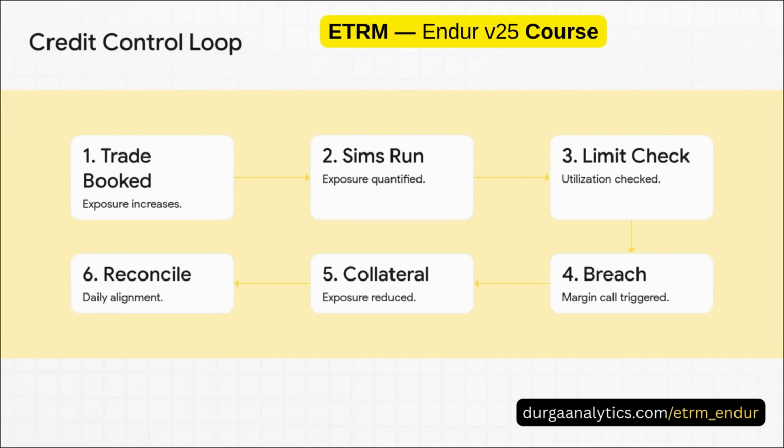A trade gets booked and your exposure goes up. The system runs simulations to calculate the new mark-to-market exposure. Then the credit manager checks that against the limit. If a threshold is breached, boom, a margin call is triggered. Collateral gets posted, the exposure drops back down, and the whole cycle starts over again every single day.